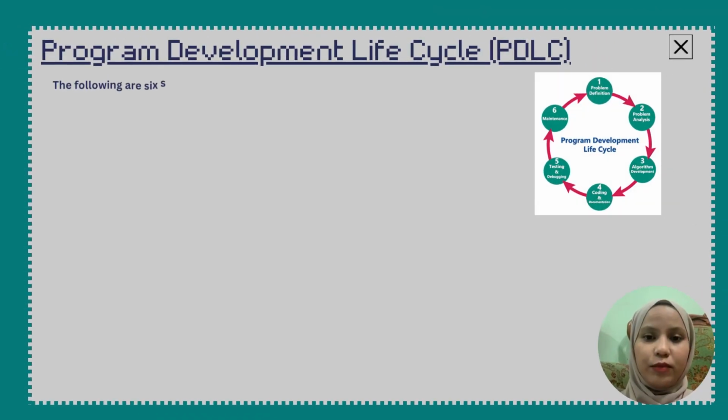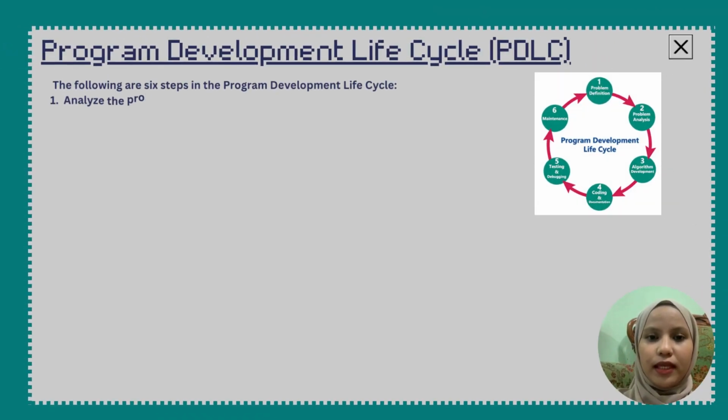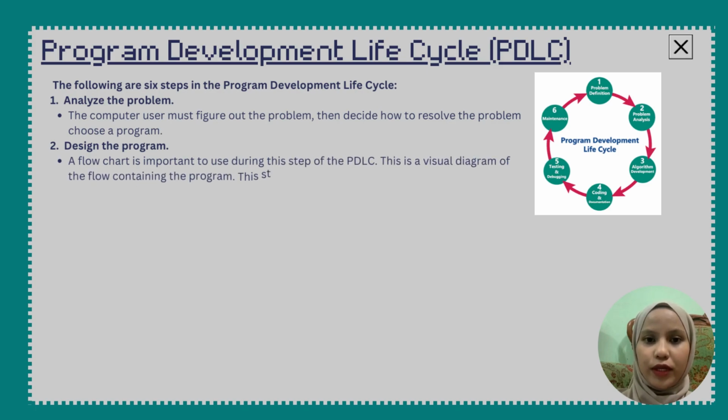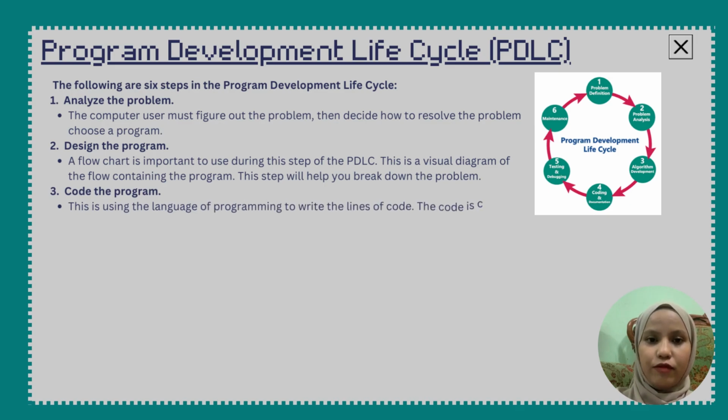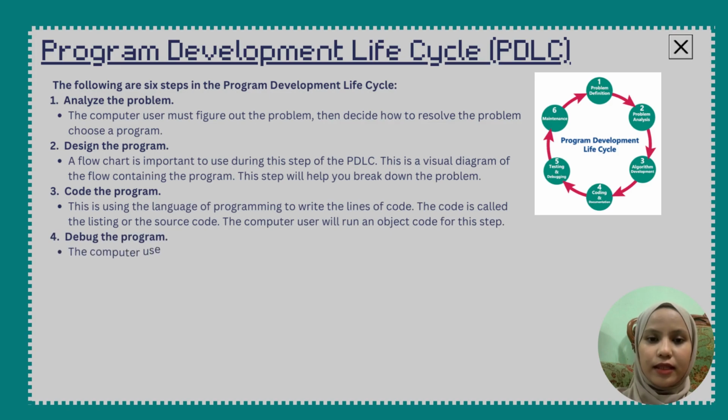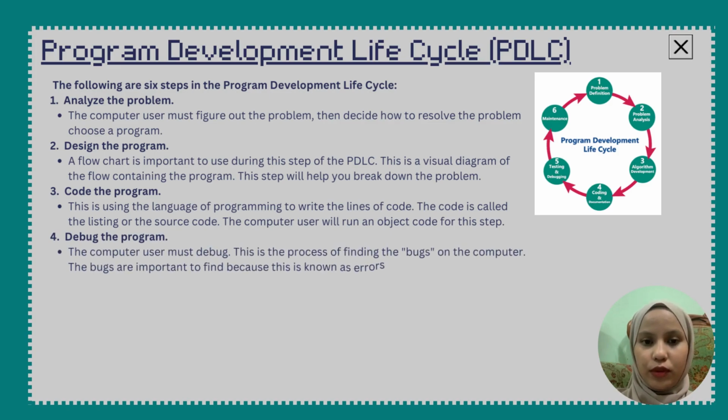Firstly, for this program, we follow the method called Program Development Life Cycle, that is PDLC, because this method produces high quality software that is followed in a systematic manner. For PDLC, we follow 6 steps. Firstly, we analyze the problem. We decide what problem to be solved and choose the program.